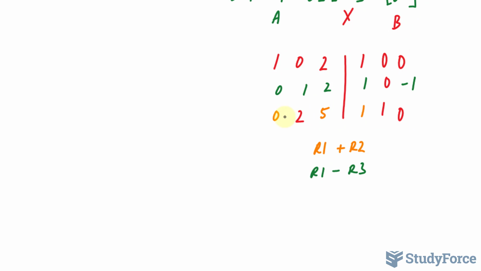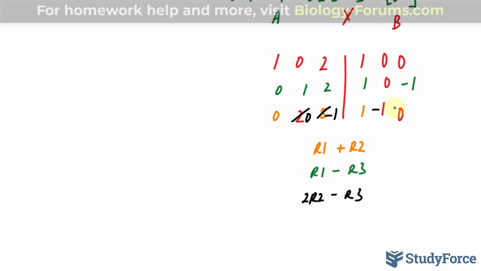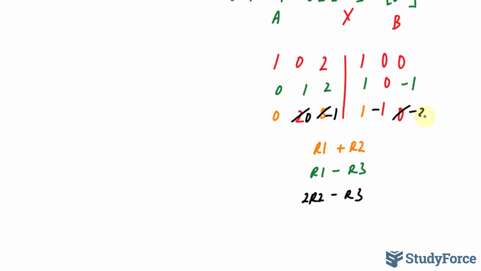My next step is to make this 2 into a 0, and I can do that by multiplying all of row 2 by 2 and subtracting from row 3. Multiplying this by 2, I get 2 minus 2 is 0. 4 minus 5 is negative 1. 2 times 1 is 2, minus 1 is 1. 2 times 0 is 0, minus 1 is negative 1. 2 times negative 1 is negative 2, minus 0 is negative 2. Row 3 should now look like this.